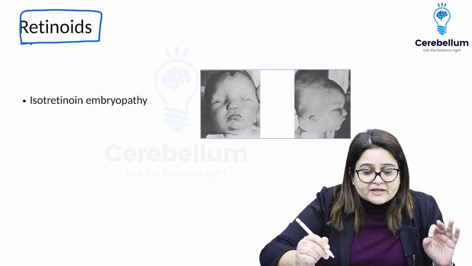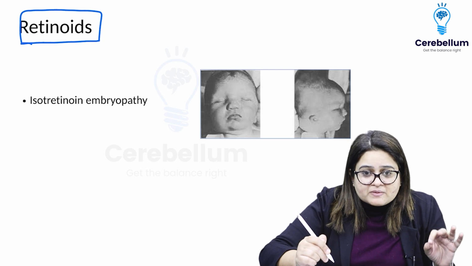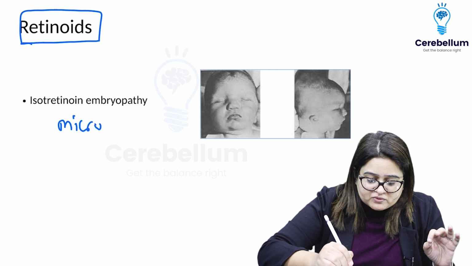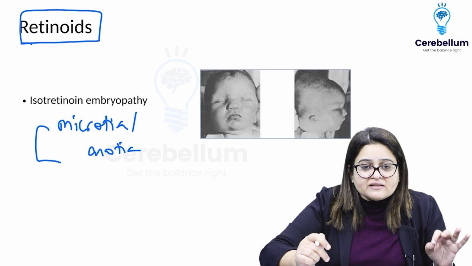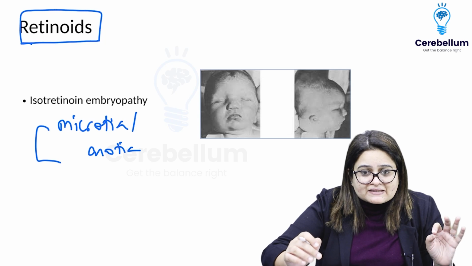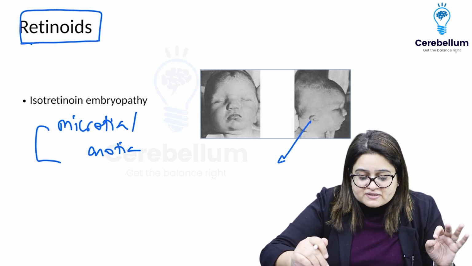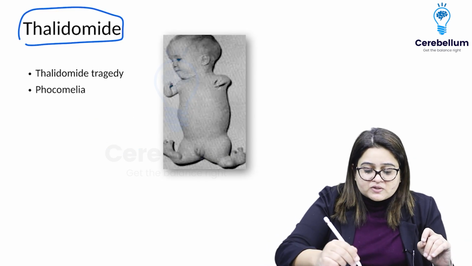Retinoids are again contraindicated in pregnancy. They cause isotretinoin embryopathy. And what does this embryopathy cause? This embryopathy basically causes microtia or anotia, that is small or absent ears, which is the characteristic finding in isotretinoin embryopathy, apart from other anomalies characteristically associated with small or absent ears. Okay. Now, thalidomide, a very commonly asked question.